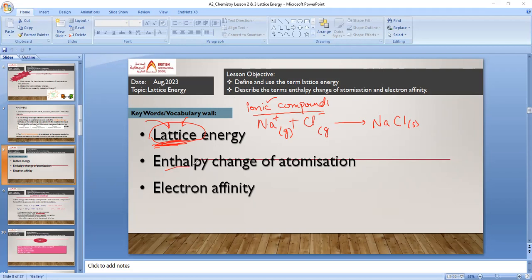Then the most favorite one, enthalpy change of atomization. As the name indicates, when 1 mole of gaseous atoms is formed. Very good, that's correct. Basically, when a substance is converted into its atomic gaseous form. If it was solid, going from solid to gas, or from liquid to gas, when it is converted into gaseous form, it means it is atomic.